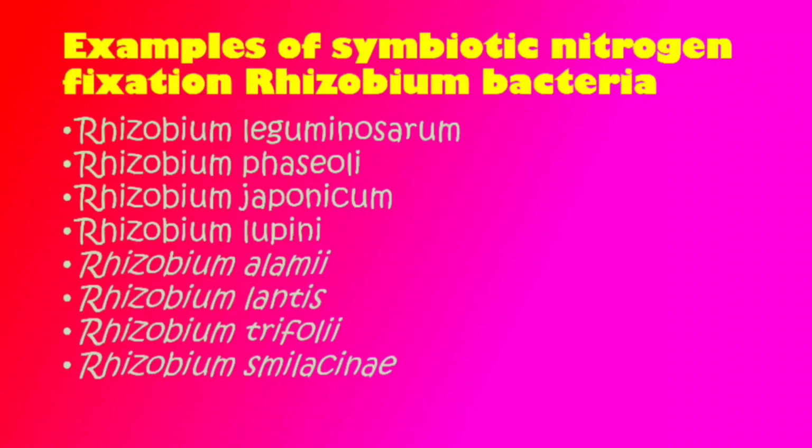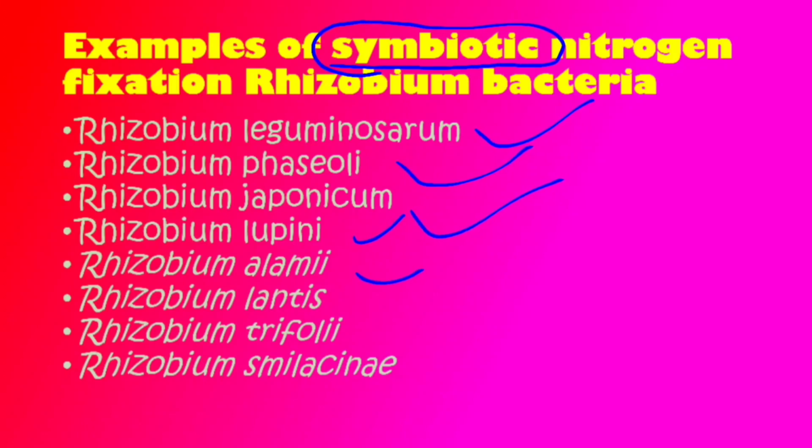There are a few examples of symbiotic nitrogen fixers. These are the examples: Rhizobium leguminosarum, Rhizobium phaseoli, Rhizobium japonicum, Rhizobium lupini, Rhizobium meliloti, Rhizobium loti, Rhizobium trifolii, Rhizobium smilacinae. So these are a few examples.